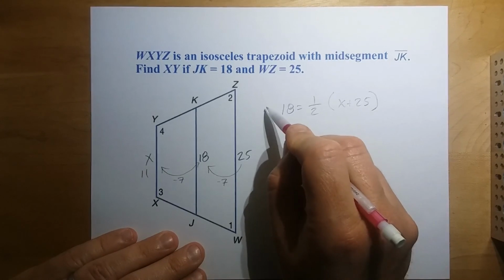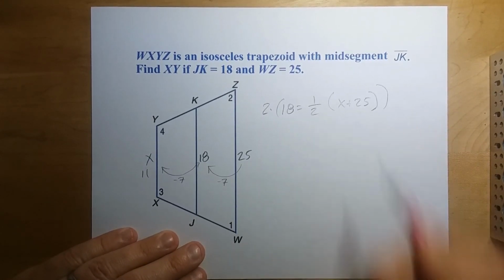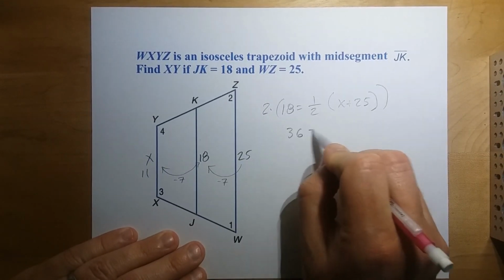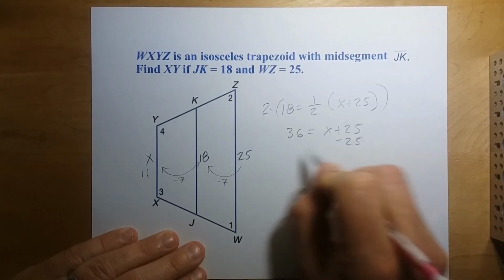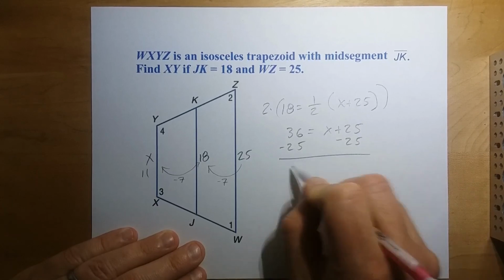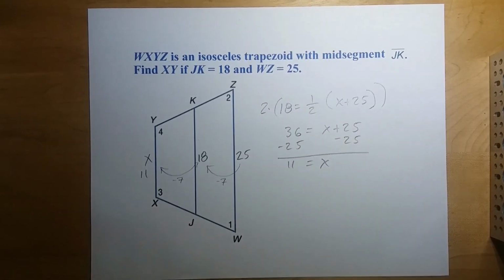Let's solve this for x and see if this in fact works. We can multiply both sides by 2 to get rid of the 1/2. We get 36 equals x plus 25. And if we subtract 25 from both sides, we get 11 equals x.